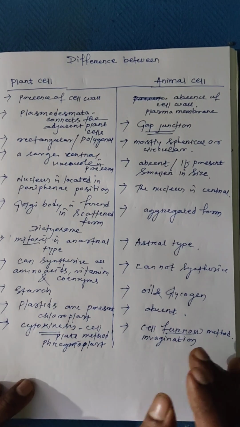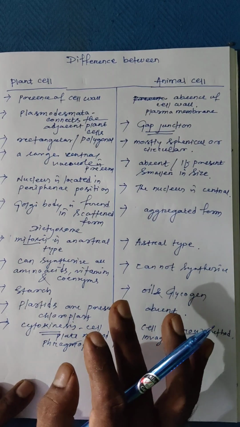So this is about the difference between plant cell and animal cell.